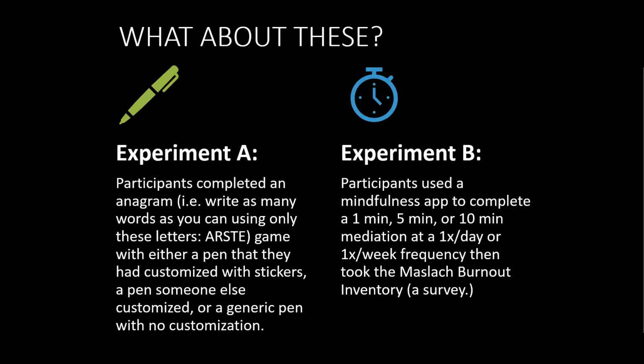Participants used a mindfulness app to complete a 1-minute, 5-minute, or 10-minute meditation. And they did it either 1 time a day or 1 time per week. That was the frequency. And then they took this Maslach burnout inventory, which is a survey that measured burnout. So again, what were we measuring? The survey is how we're getting the information. So that means our dependent variable is the burnout, their score on the survey.